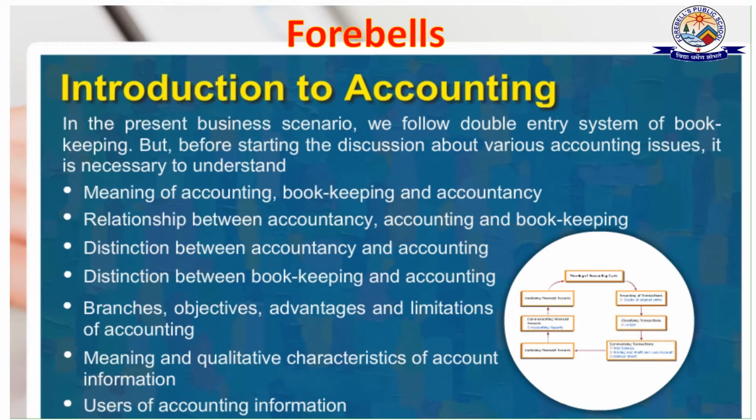In the present business scenario, we follow the double entry system of bookkeeping. But before starting the discussion about various accounting issues, it is necessary to understand the meaning of accounting, bookkeeping and accountancy, the relationship between accountancy, accounting and bookkeeping, the distinction between accountancy and accounting, the distinction between bookkeeping and accounting, branches, objectives, advantages and limitations of accounting, the meaning of qualitative characteristics of accounting information, and users of accounting information.